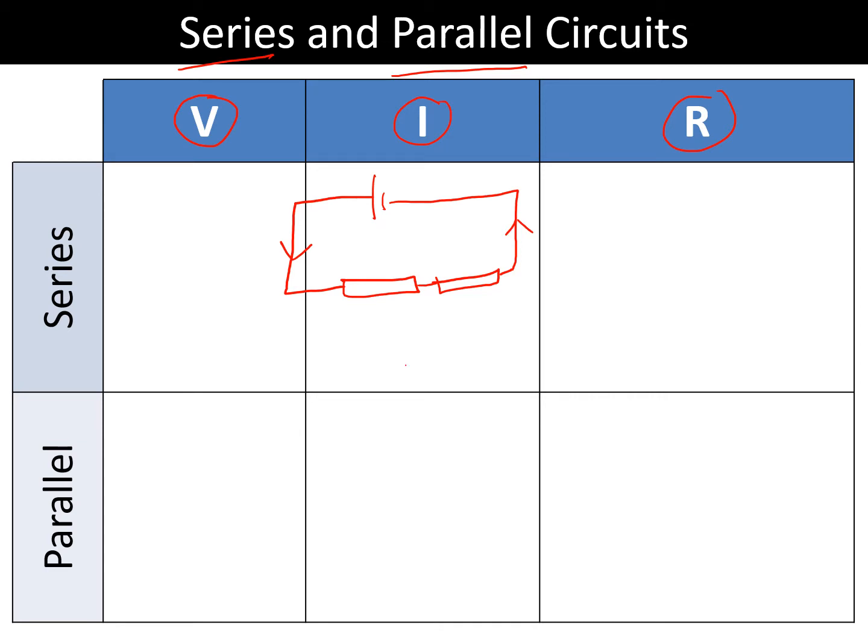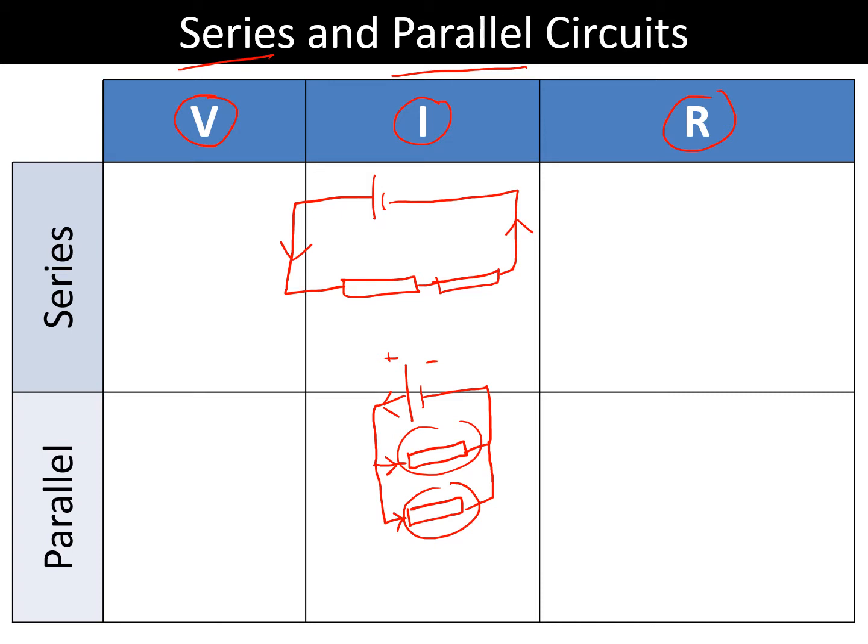The difference between that and a parallel circuit is that a parallel circuit has many different ways that the current can flow through. So in this case, we've got two resistors. So the current can either go through the top resistor here or the bottom resistor here. It's got two paths that it can go through as it leaves the cell from the positive side.